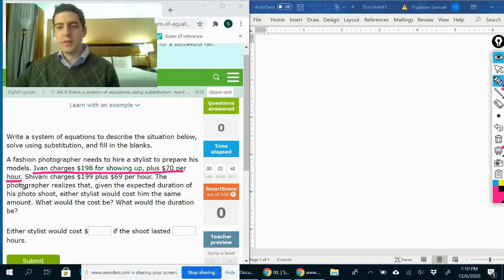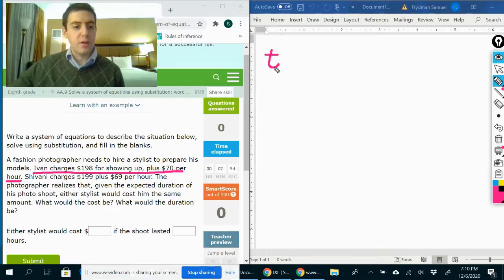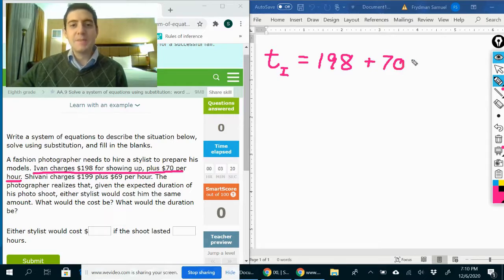And let's come up with an equation for this. Let's let T be the total amount that Ivan charges. And I'm going to put a subscript of I here. So I stands for Ivan. So this is the total amount that Ivan charges. Now the total that he charges is equal to $198 just for showing up. So if you show up, then you automatically have to give Ivan $198. Plus he charges $70 per hour. So it's not just plus 70, it's plus 70 times however many hours Ivan was working on your hair or whatever it is he was doing. So let's multiply this 70 by the number of hours that go by.